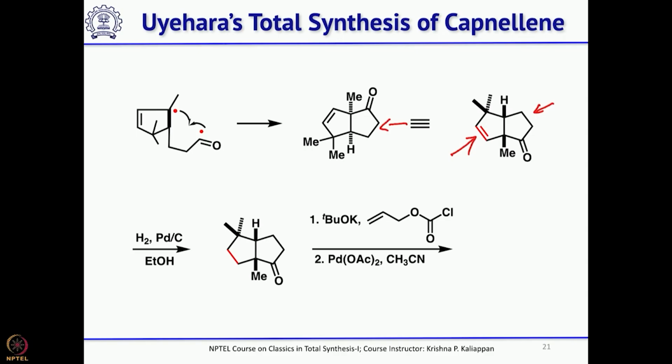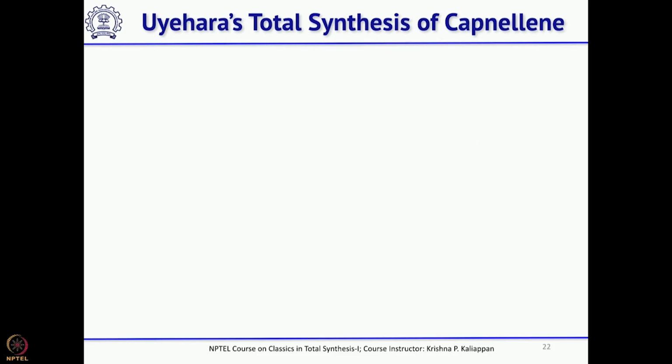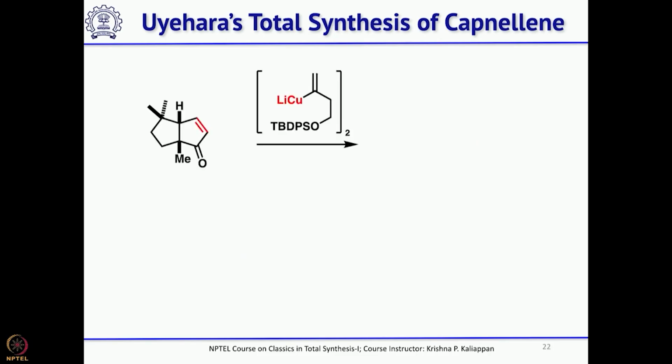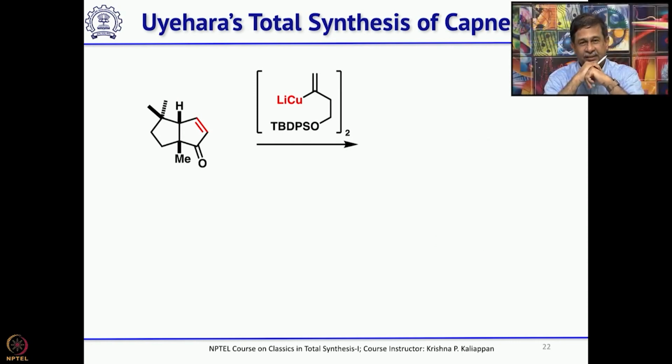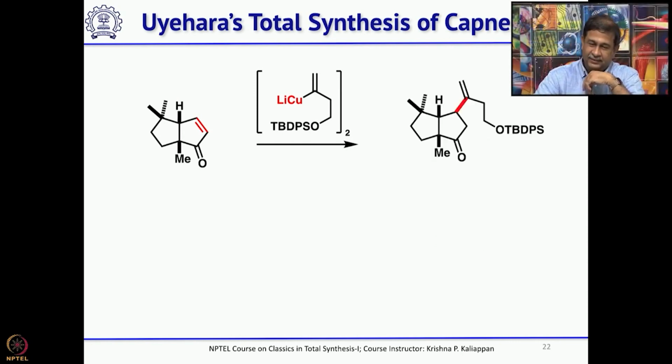So this is done using the Tsuji-Trost method, where you generate the enol allyl carbonate, followed by treatment with palladium acetate, and you get the double bond. So once you have the double bond, next is to add the 4 carbon unit in a 1,4 fashion. So take this enone and add this 4 carbon unit, you will get this product.